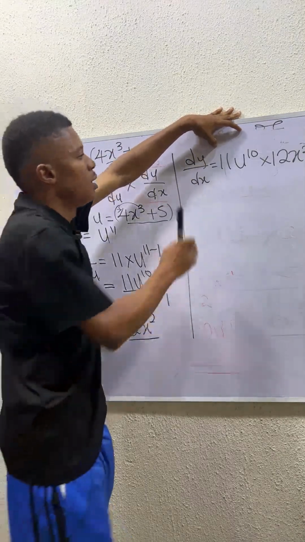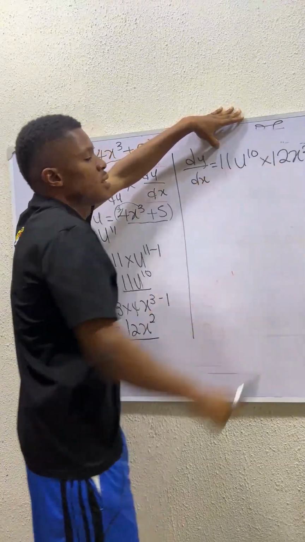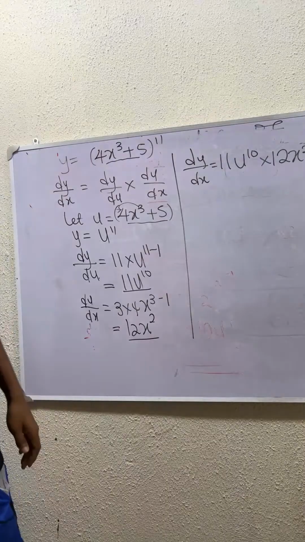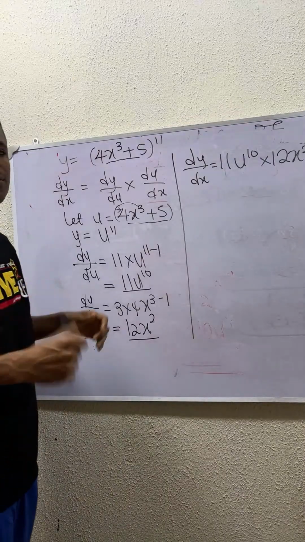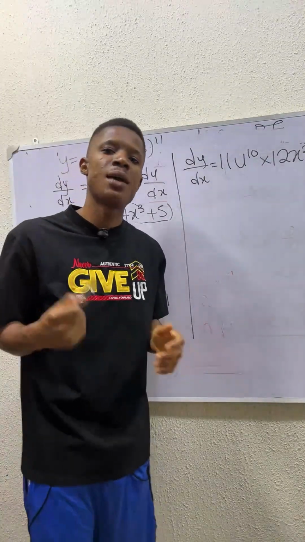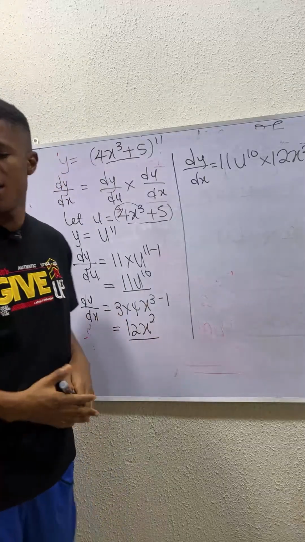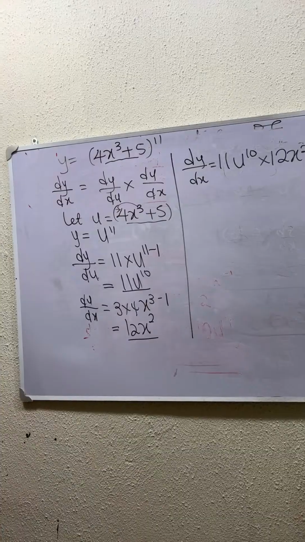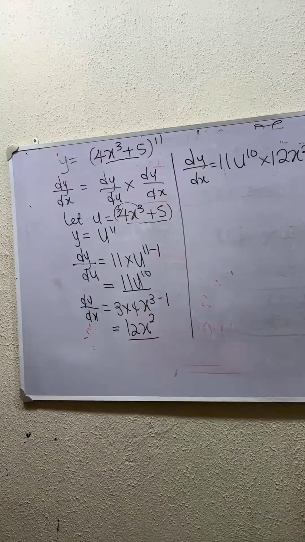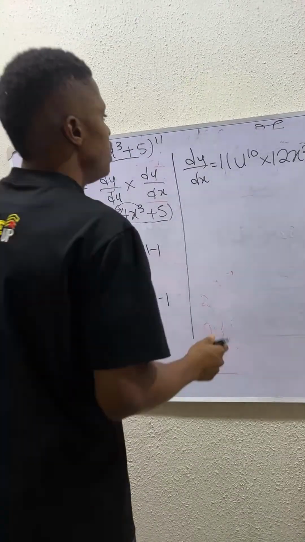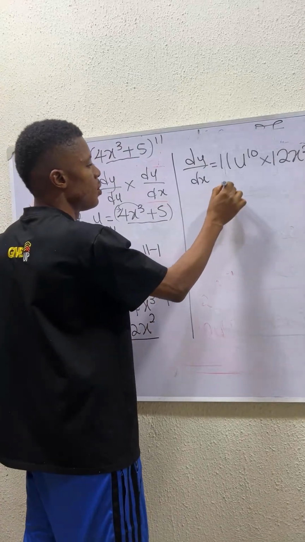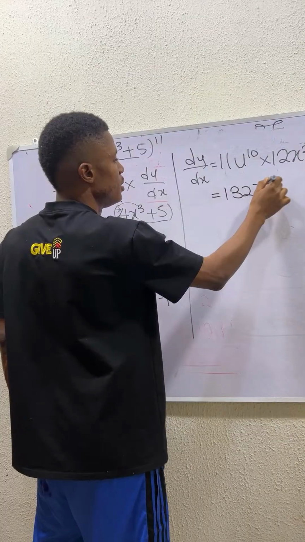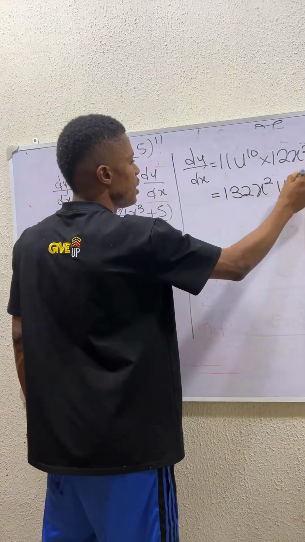Let's follow up. 11 times 12. What is 11 times 12? 11 times 12 is 132, then x squared, then u power 10.